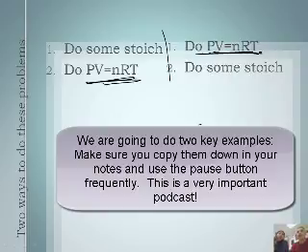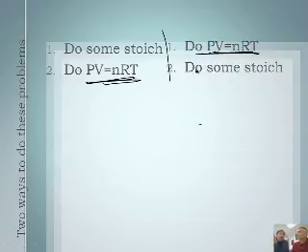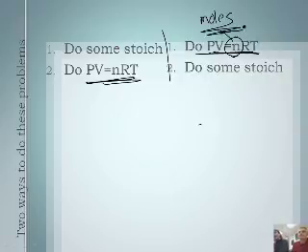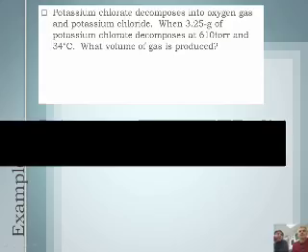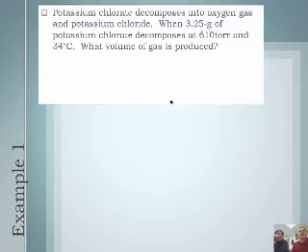Now, what's the one thing in PV equals nRT that's common to what we've been doing in stoichiometry? That's n, moles. Stoichiometry always boils down to moles. So we're going to use the n part of the ideal gas law for stoichiometry. We're going to do a couple of examples. We have a problem sitting in front of us.